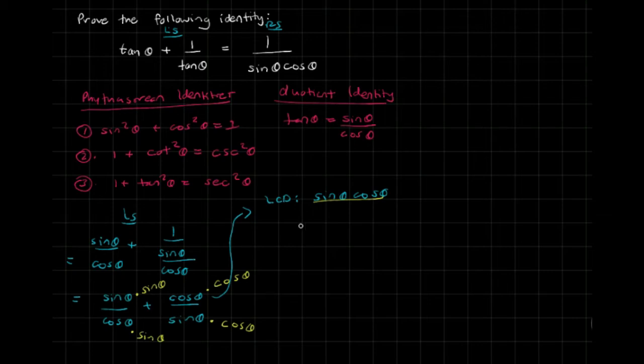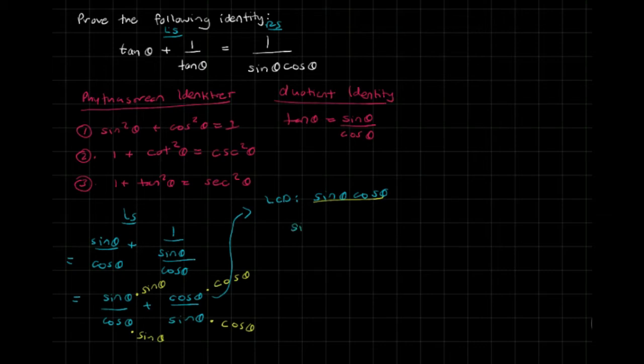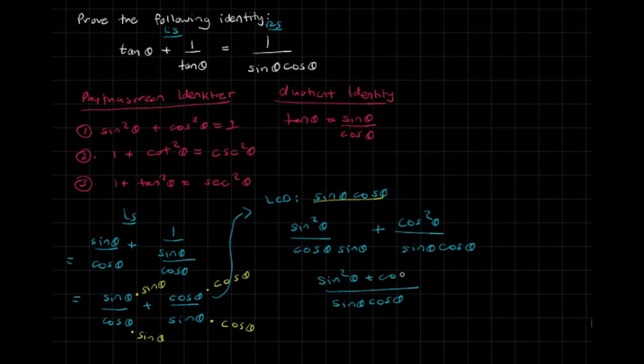Once I do this, you'll basically get sine theta times sine theta is sine squared theta over sine theta cosine theta, plus cos theta times cos theta is cos squared theta over sine theta cosine theta. Now the denominator is the same, so you can make this one collective denominator. Then you have sine squared theta plus cos squared theta. At this point, you can notice this is part of an identity, the first identity: sine squared theta plus cos squared theta is equal to 1.